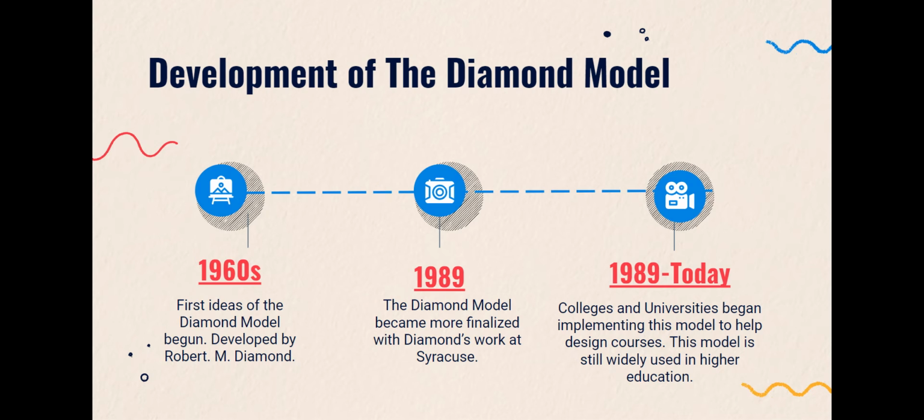So the development of the Diamond model was in the 1960s. It was first created by Robert M. Diamond. He first started talking about the model, setting up the model a little bit, and it became more formalized in 1989 during his work at Syracuse. And from 1989 to today, a lot of colleges and universities continue to use this model to help design courses, to set up and organize their classes, organize the class structure for the university, and it's still widely used in higher education today.